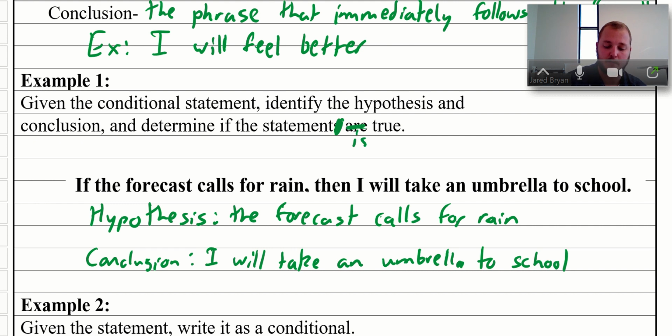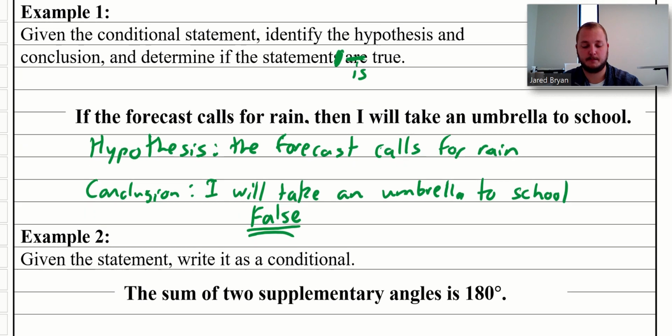Okay, in this case, if the forecast calls for rain, I will take my umbrella to school. This could actually be true or false depending on what you're doing. Let's say for this one, since we're in online learning right now, we're going to say false. If the forecast calls for rain, I don't really need to care because I'm staying in my house the whole time, right? So in that case, we'll say this statement would be false. And then even if we were coming to school, how many of you would bring an umbrella to school? That's up in the air, okay? But that's the basic idea. All right, so that is the first piece.